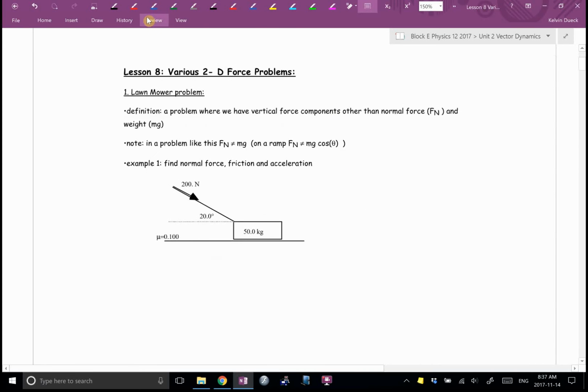So what's the official definition of a lawnmower problem? Where you have other vertical force components besides gravity and normal force. Which means, by the way, the normal force will not be mg. We're going to have to be much more careful. Or on the ramp, the normal force won't be mg cos theta. Of course it won't.